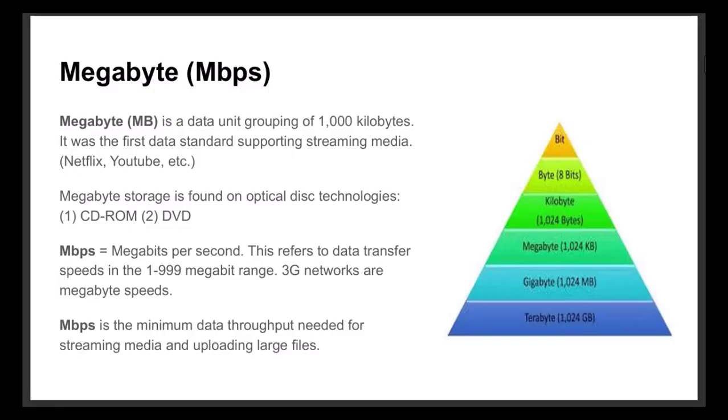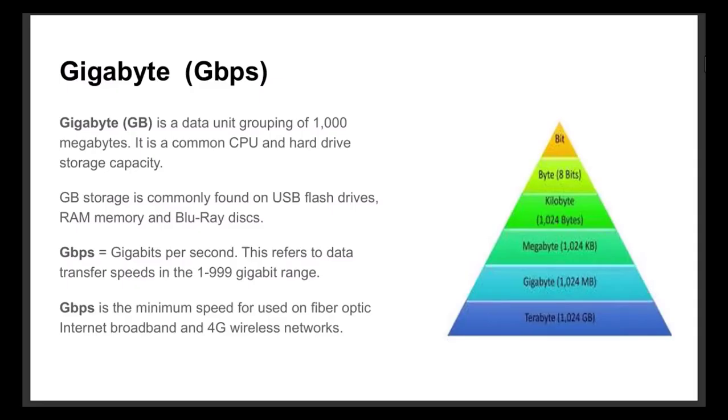Our next storage unit is a gigabyte. We abbreviate this as GB. A gigabyte is a data unit of 1,000 megabytes. We use gigabyte storage in our hard drive storage, USB flash drives, and RAM memory. Gigabyte is the most common data storage unit that you will see in your computers and laptops as far as the internal storage that is available on the device.